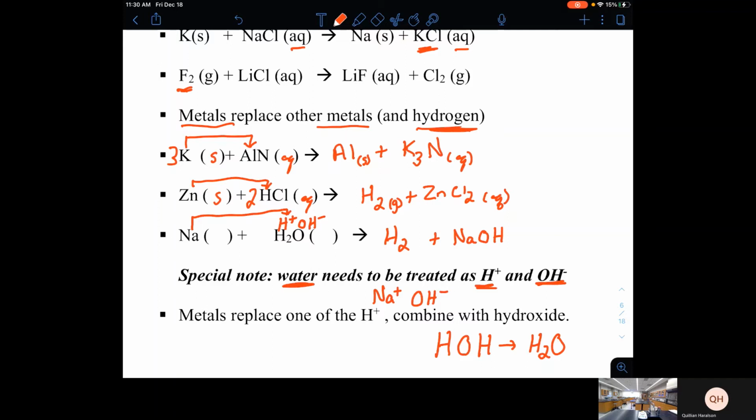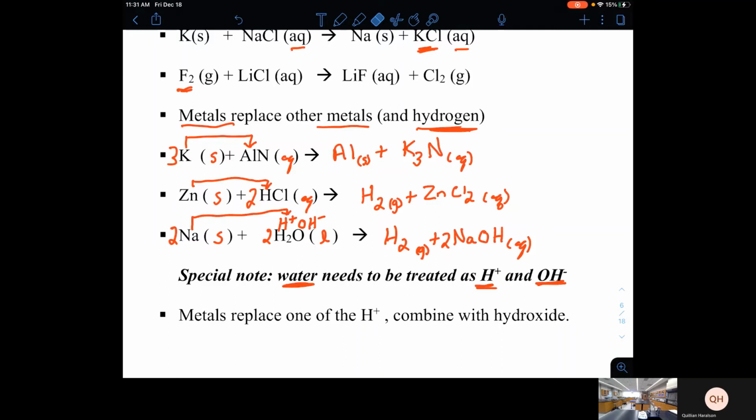And then once again, it's right back to saying you're a metal, you're a solid, you're just water. So water is just going to be a liquid. Hydrogen, you are going to be a gas. And then the sodium hydroxide, you are going to be aqueous. And then just balance this out. It looks like we need a 2 here, a 2 here, and a 2 right here. And now it's balanced. So don't forget, when it comes to water, you have to be careful with it. It's going to be, once again, H plus and OH minus. If you look at it that way, you'll always get that metal going off with the hydroxide as your product.